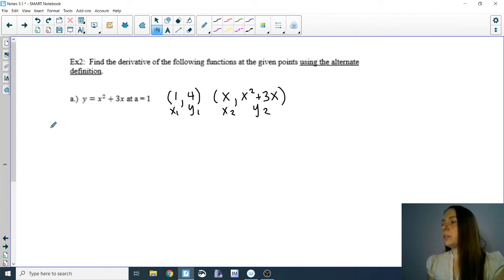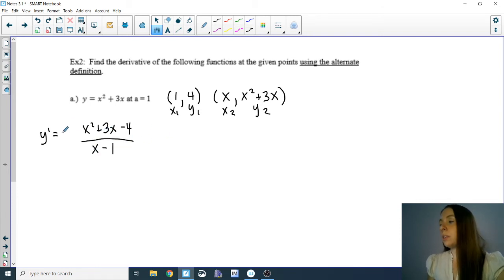And now we are doing the derivative, which again, you have all sorts of notations out here. I'm just going to use y prime, which by the way, that's called the Lagrange notation. So just a little fact there. All right, and I'm going to do y2 minus y1 over x2, which is x, minus x1, which is 1.